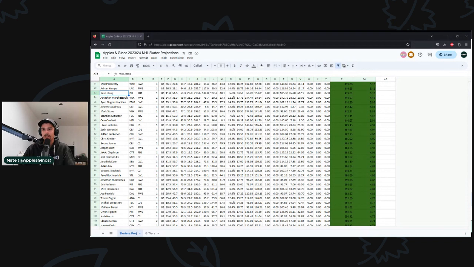If you think that Matty Beniers is going to see 20 minutes a night in Seattle this year, then you're going to want to know that, because if you're using my projections, he's nowhere near 20 minutes a night. So you're going to want to factor that in somehow, whether that's a mental change just for yourself, or, for myself, I need to factor in a certain percentage upside because I think he's going to get way more minutes than that.